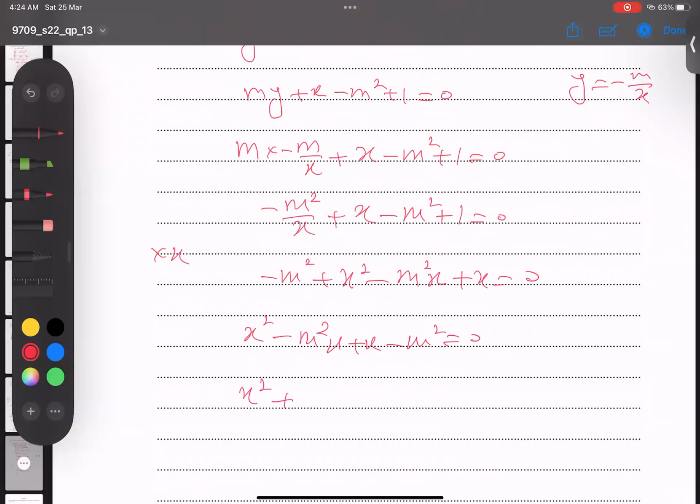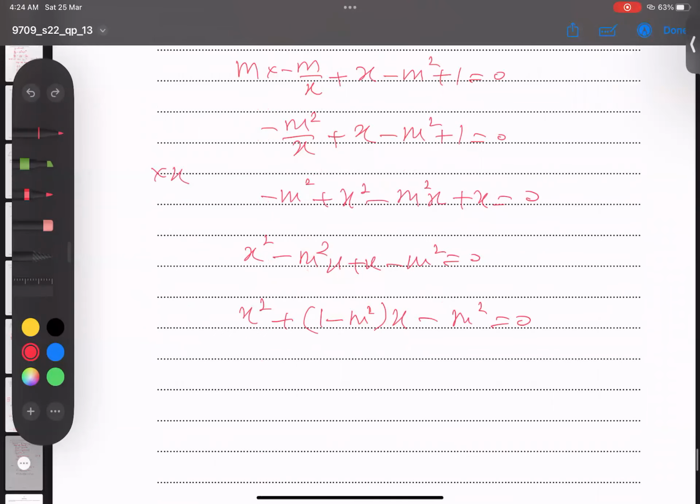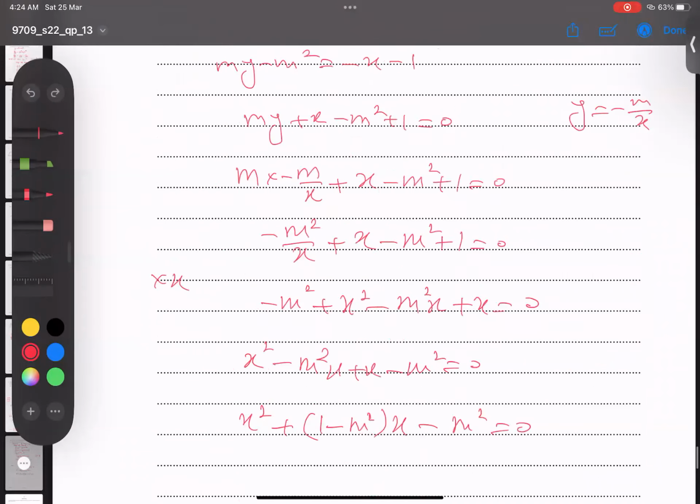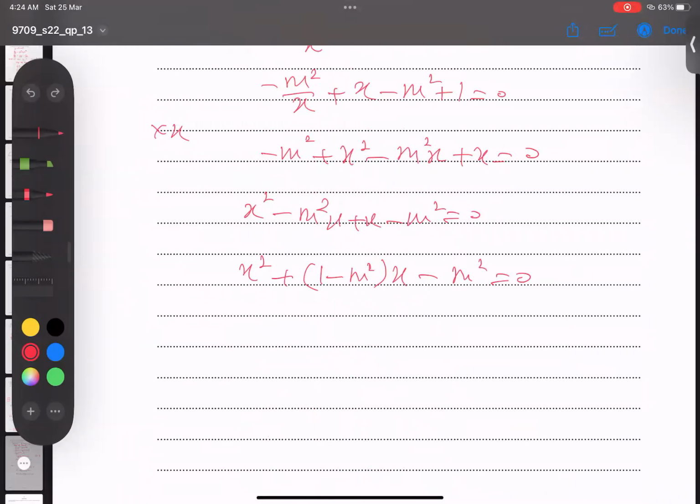Take x common out from here. I get x square plus 1 minus m square times x, and minus m square. Hold on, I repeat. When I take x common, the plus 1 is here and negative m square from here. I'm looking for the x coordinate, because what is the plan? Find the x coordinate. So let's apply the quadratic formula. A little hard task here. What is the a value, students? The a value is 1, the b value is 1 minus m square, and the c value is minus m square.